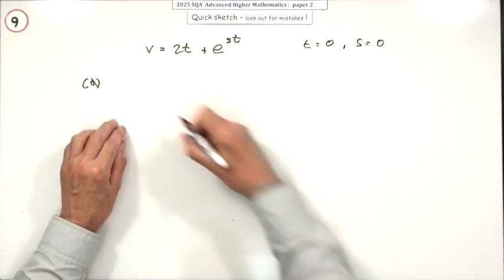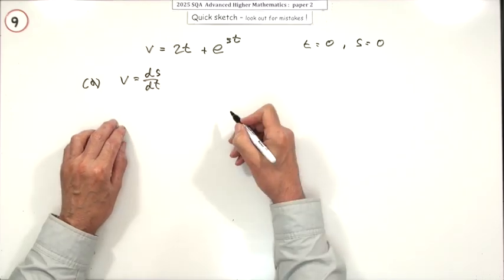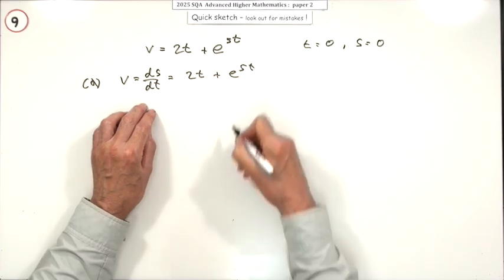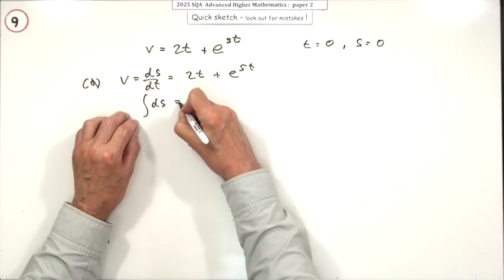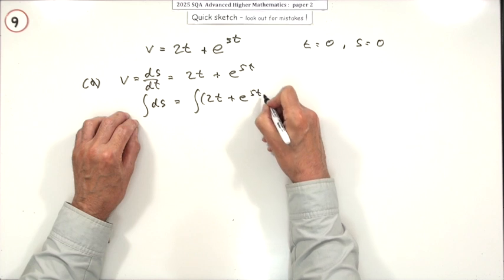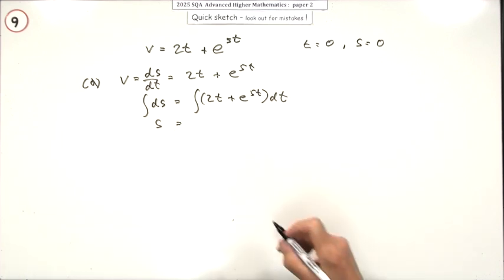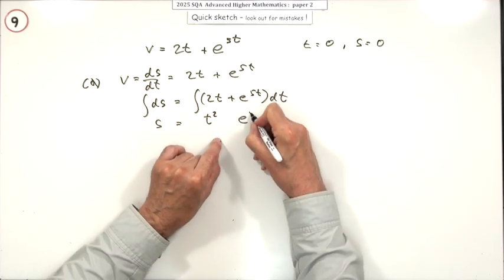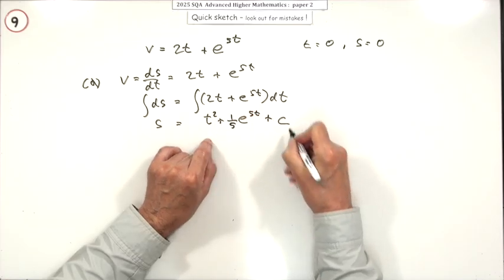Well, the connection is v is equal to ds by dt, the rate of change of displacement. So that's what's equal to 2t plus e to the 5t, which means taking that across, I'll just put this down. So the integral of ds is the integral of 2t plus e to the 5t dt. So that's just s. So s will be t squared, the 2 divided by 2, the e to the 5t stays the same but divided by the fifth, plus a constant.